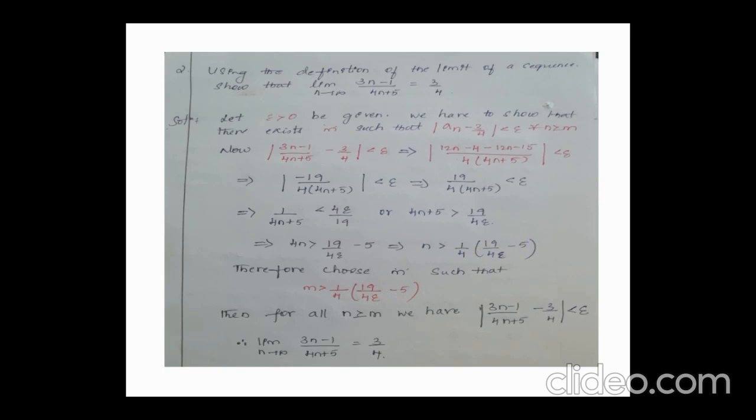Now we will be choosing the value of m such that m value is greater than this value, because n value should be greater than or equal to m. Okay, so we will be choosing the value of m such that m is greater than 1 by 4 into 19 by 4 epsilon minus 5. Then for all n greater than or equal to m, we have modulus of 3n minus 1 divided by 4n plus 5 minus 3 by 4 is less than epsilon. Okay, therefore limit of 3n minus 1 divided by 4n plus 5 as n tends to infinity is equal to 3 by 4.